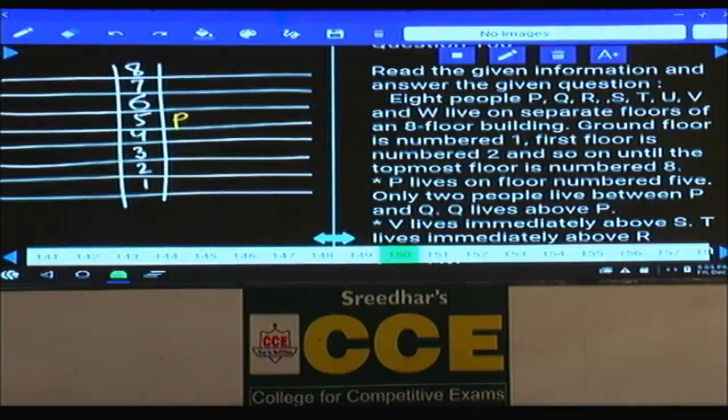Only 2 people between P and Q. Q can be either on the 8th floor or Q can be on the 2nd floor. And Q lives above P. As Q lives above P, the second case is completely ruled out, because in the second case, Q is below P rather than above. Next one, Q lives above B.